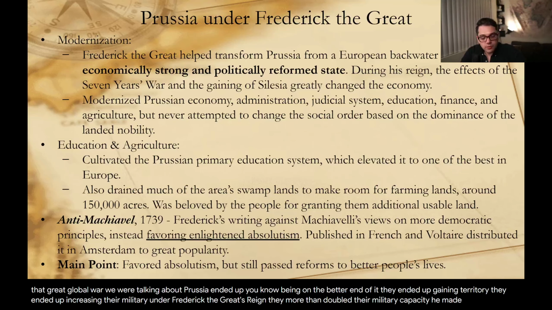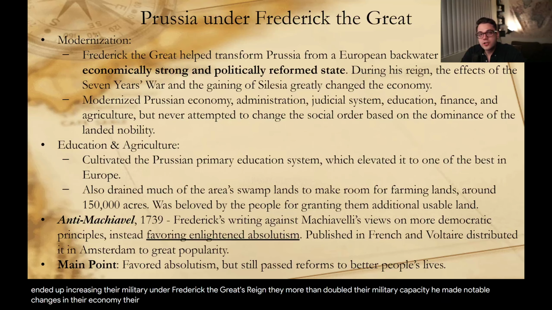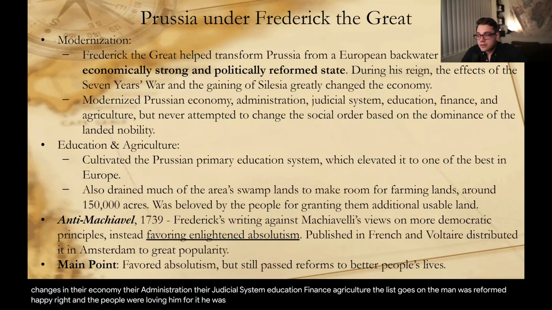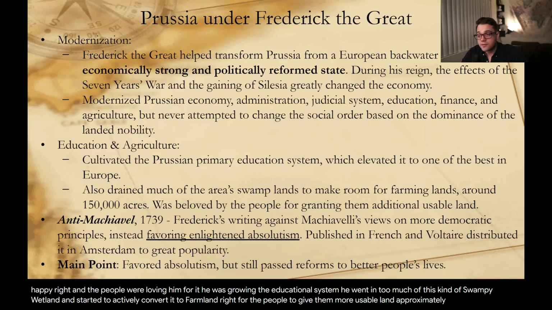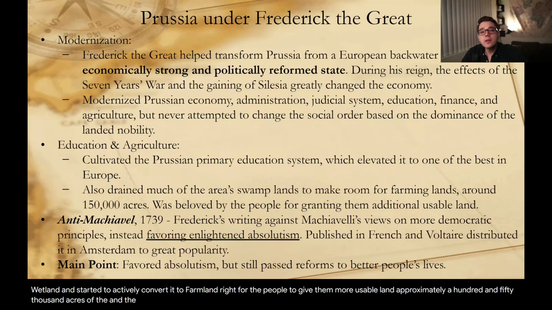He made notable changes in their economy, administration, judicial system, education, finance, agriculture. The list goes on. The man was reform happy, right? And the people were loving him for it. He was growing the educational system. He went into much of this swampy, wet land and started to actively convert it to farmland for the people, to give them more usable land, approximately 150,000 acres of it. And the people were loving him and singing his praises.